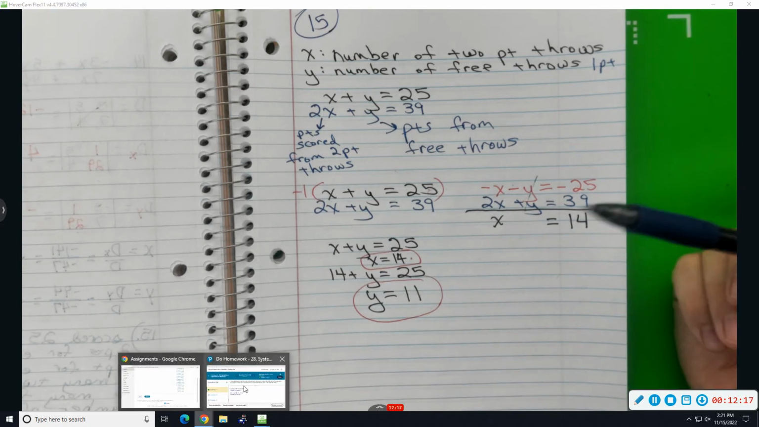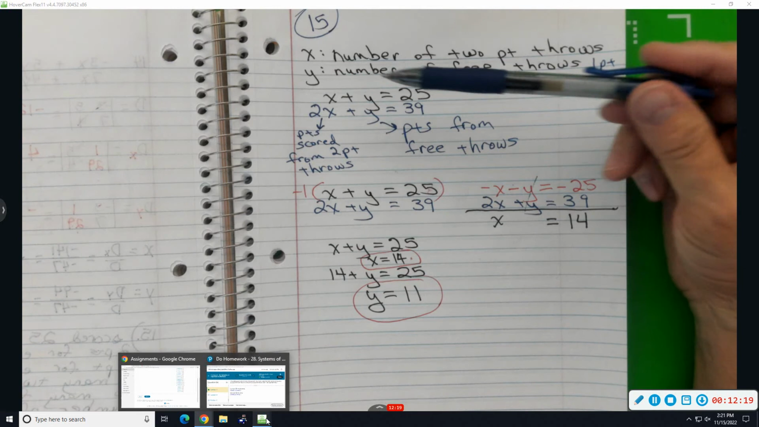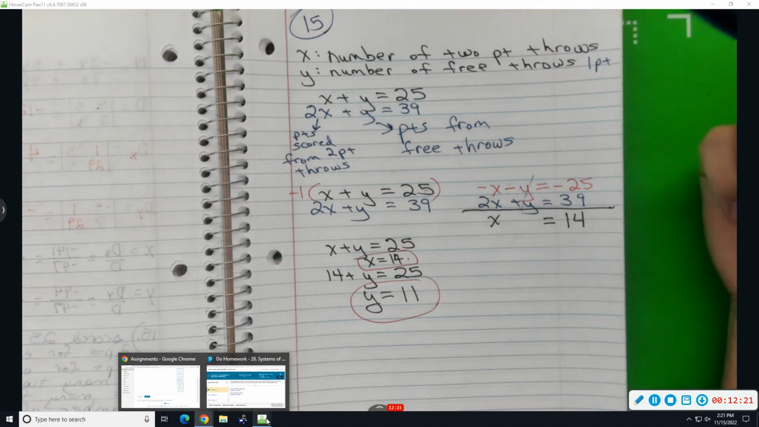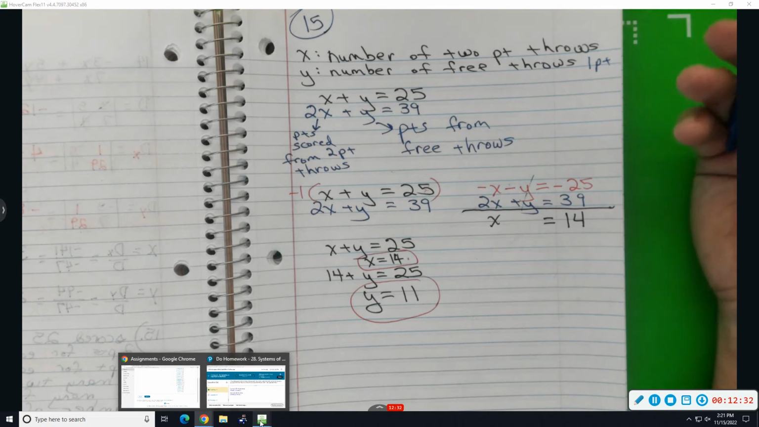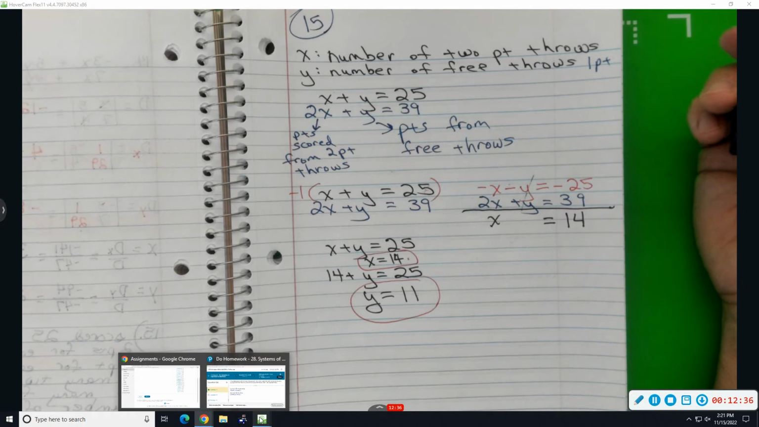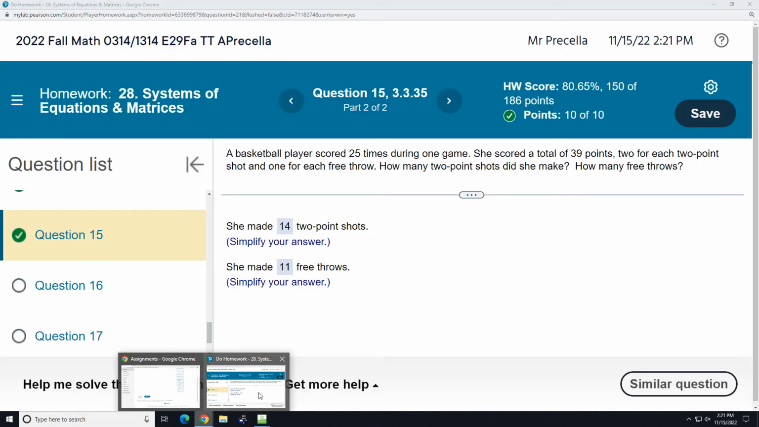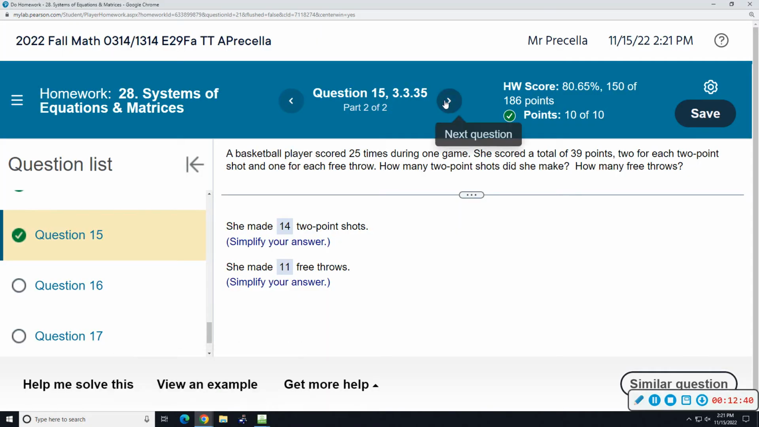Earlier I made the remark that if you have two variables, you should expect to have two unique equations. By unique, I mean you can't just take the first one, x plus y equals 25, and maybe multiply it by 2 to get 2x plus 2y equals 50. Those aren't unique equations. You have to use the information to come up with two separate equations.